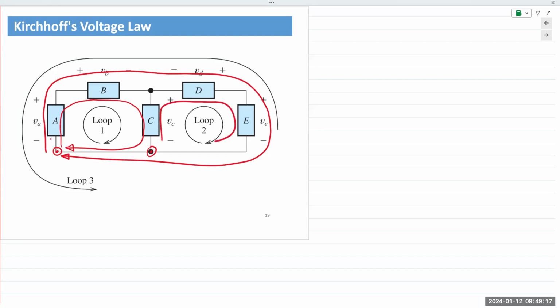I travel around, and that is loop 2, noted in this example. So we have 3 electrical loops. And the brilliance of this principle is that it doesn't matter which loop you choose, if you add up the voltages in that loop, they will always sum up to 0. Yes.